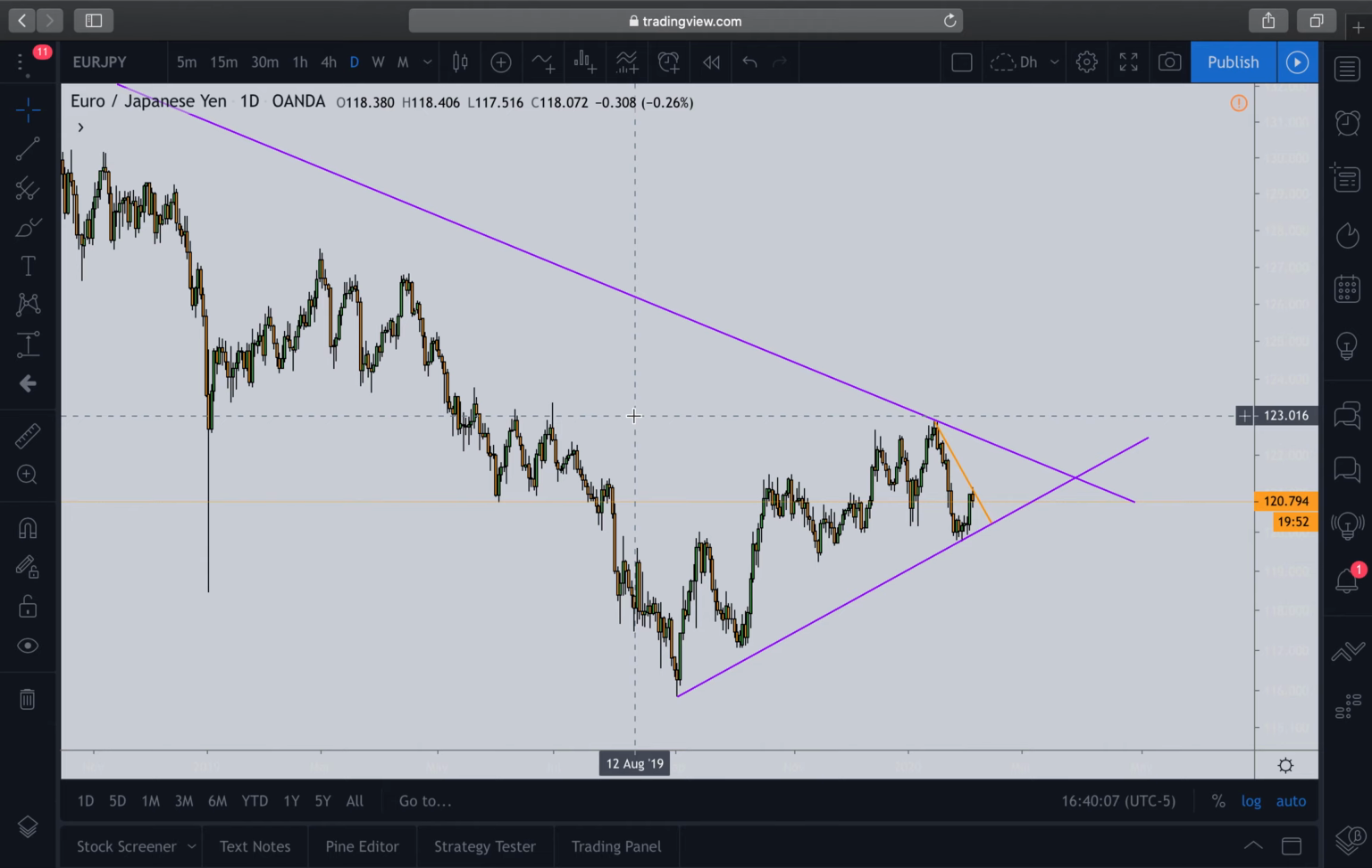But yeah, guys, like I said, this is market structure. It's easy to identify, and practice makes not perfect, but it makes you better.